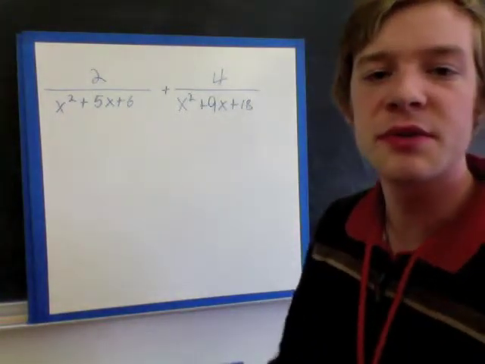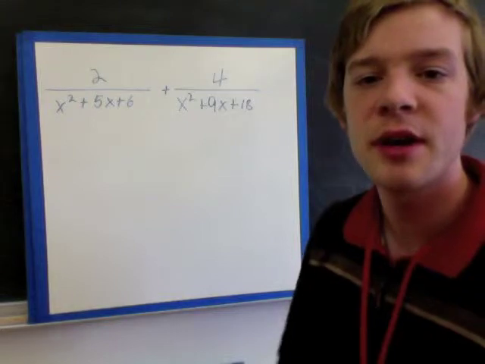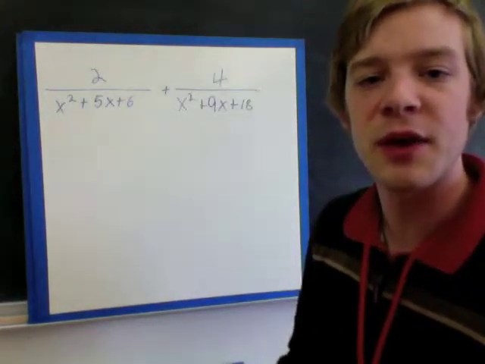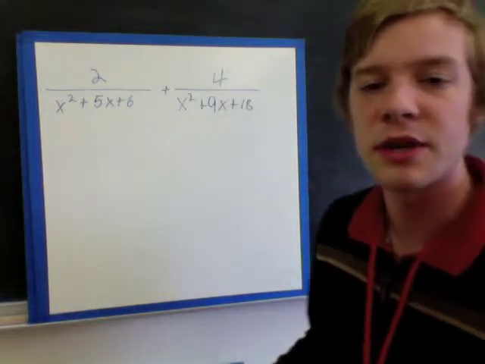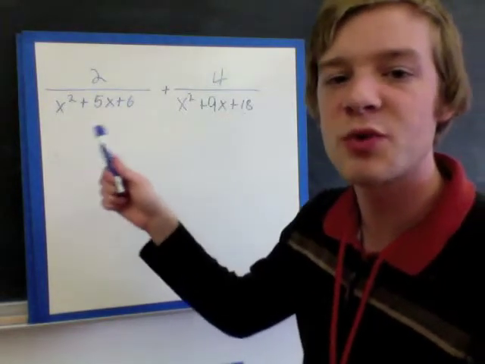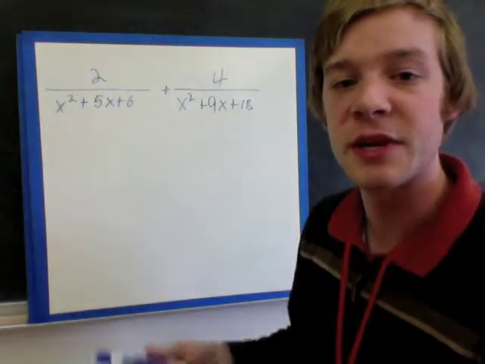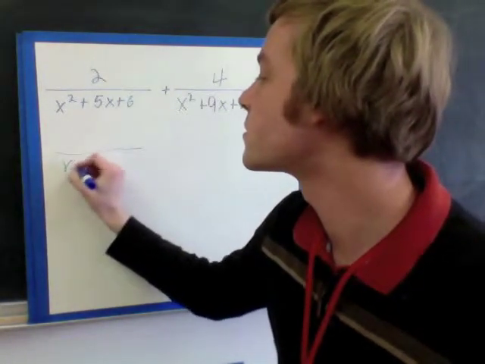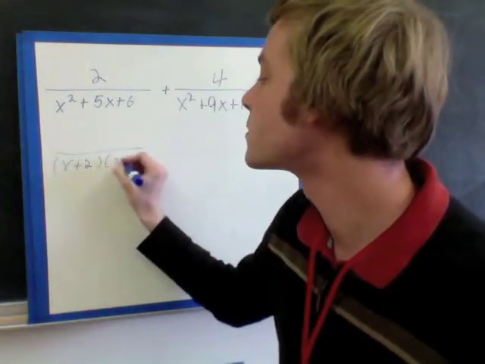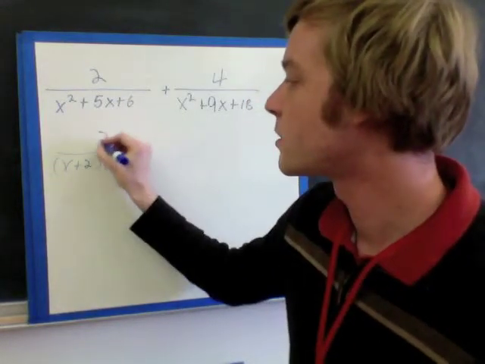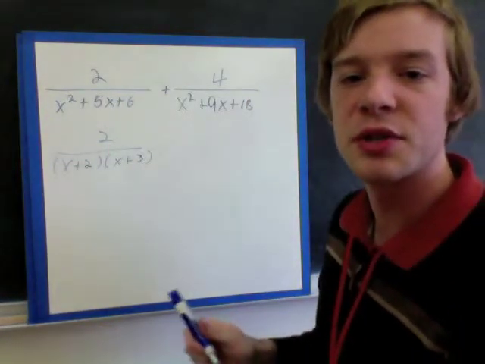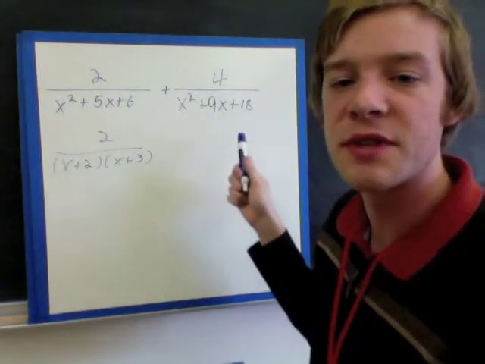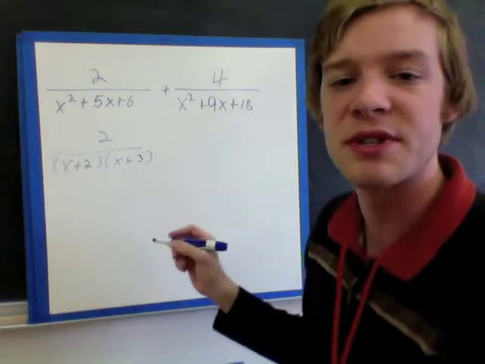So here you see we've got two rational expressions that we want to add together, and obviously our denominators are not the same, so we need to factor these out in order to figure out what we need in order to get a common denominator. So if I factor x squared plus 5x plus 6, that's going to give me x plus 2, x plus 3. I still have the 2 on top, that's not going to change yet. And over here, I want to factor my denominator as well. And if I factor this out, I should get x plus 3, x plus 6.